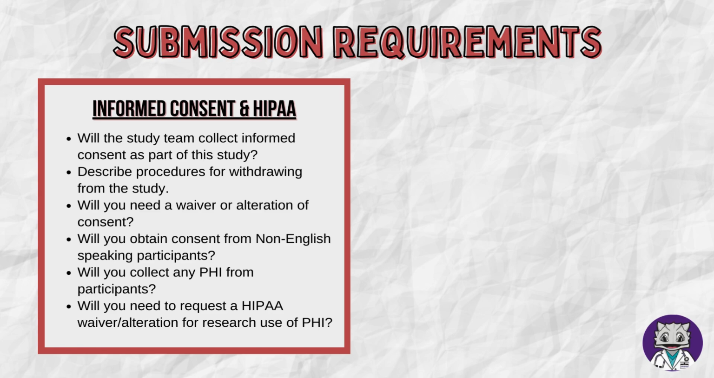If you are collecting any PHI, you will be expected to select which of the 18 possible identifiers you intend to collect. You will be asked if you would need to request a HIPAA waiver or alteration for research use of PHI. If so, you will be asked to select if this will be a waiver of authorization, partial waiver of authorization, or alteration of authorization.